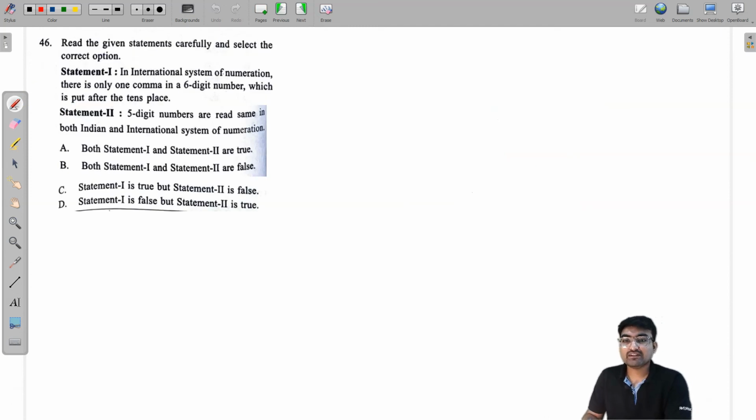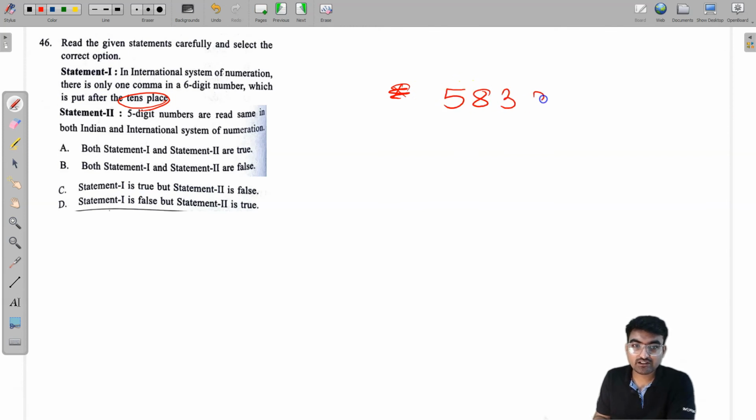Read the given statements carefully and select the correct option. In international system of numeration, there is only one comma in a 6-digit number, which is put after the tens place. Okay, in Indian we put, no. In, let's say, a number 583210, after tens place we never put a comma, so statement 1 is wrong, right?